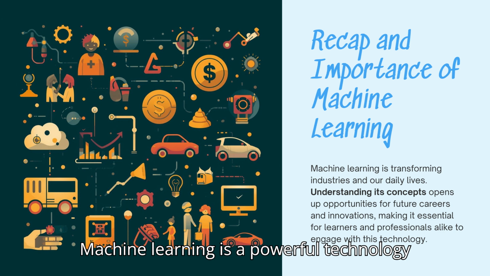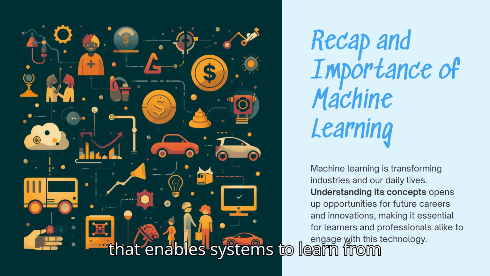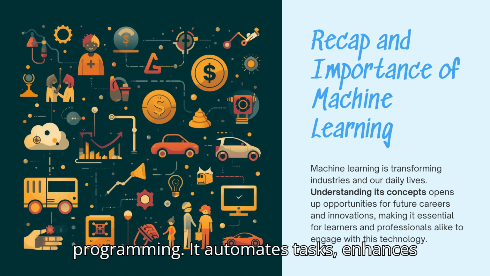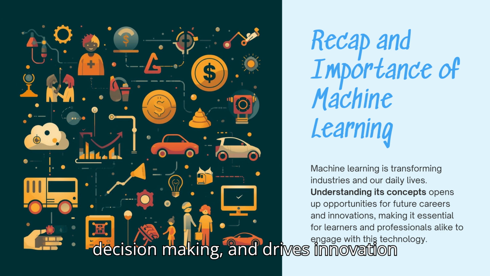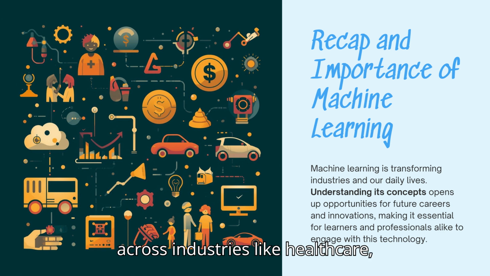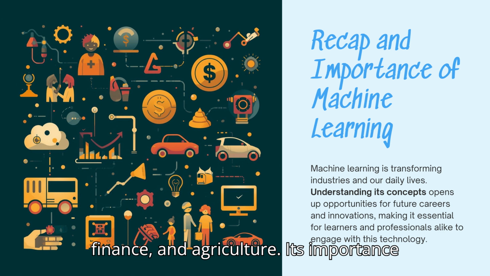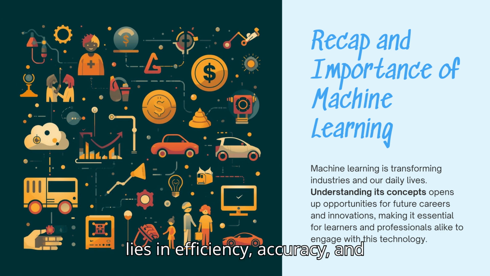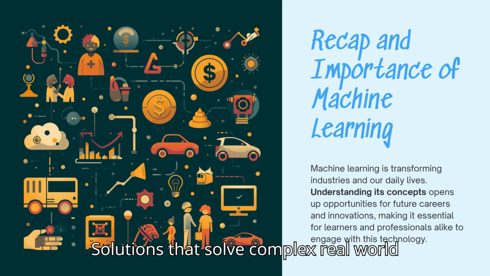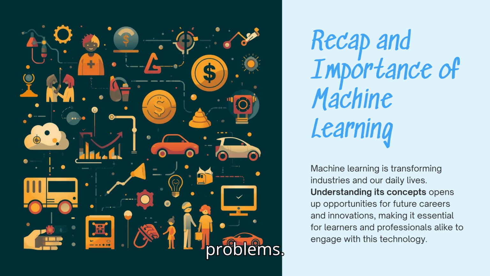Machine learning is a powerful technology that enables systems to learn from data and improve without explicit programming. It automates tasks, enhances decision-making, and drives innovation across industries like healthcare, finance, and agriculture. Its importance lies in efficiency, accuracy, and adaptability, shaping intelligent solutions that solve complex real-world problems.